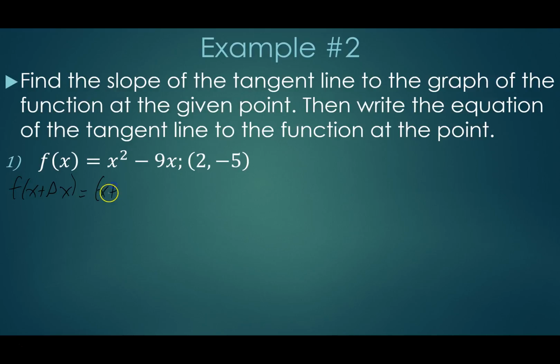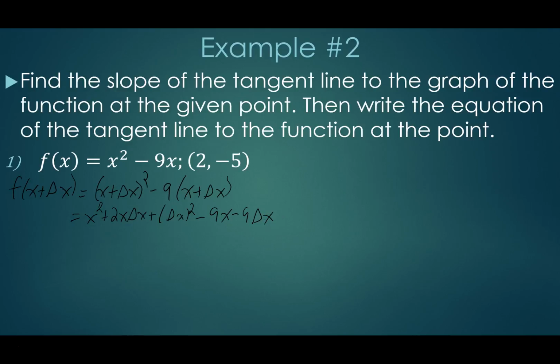which would be x plus delta x squared minus 9 times x plus delta x. Again, anywhere there's an x, I replace it with the expression x plus delta x. It's kind of like if you're finding f of 5, you'd plug in 5 everywhere there was an x. When I square that out, this becomes x squared plus 2x delta x plus delta x squared. Distribute the 9 and get negative 9x minus 9 delta x.